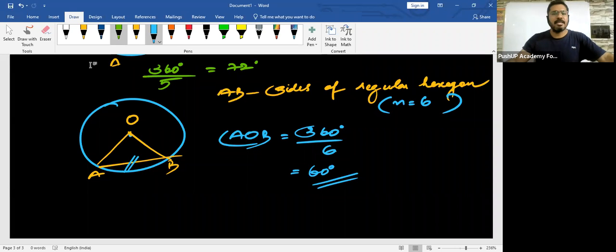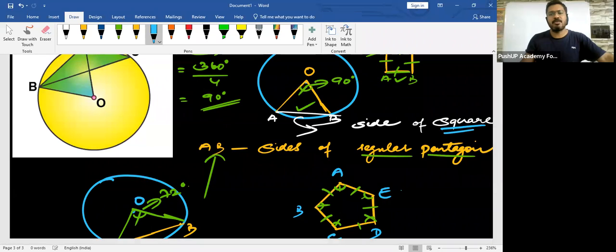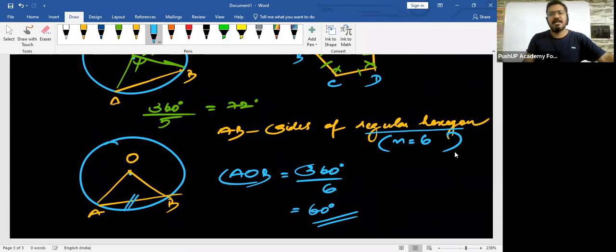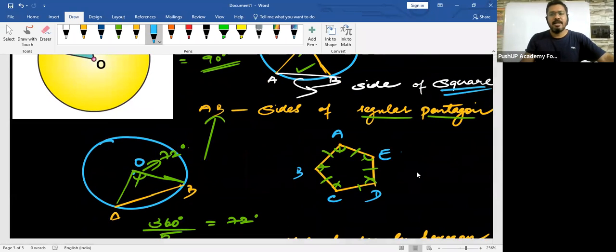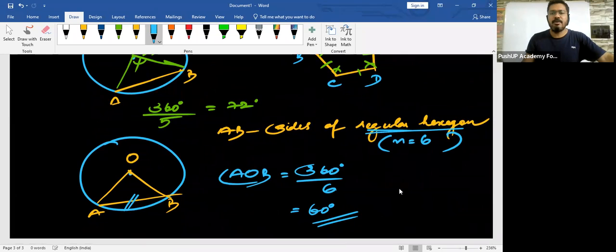In the first case, I took AB as the side of a square. In the second case, I took AB as the side of a regular pentagon. And in the third case, I took AB as the side of a regular hexagon.